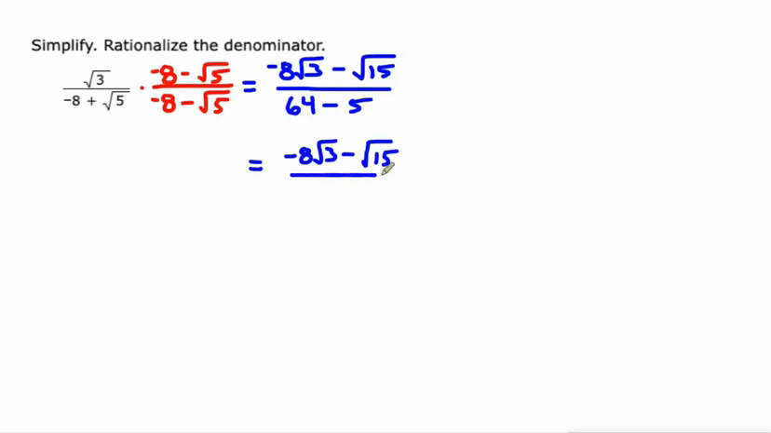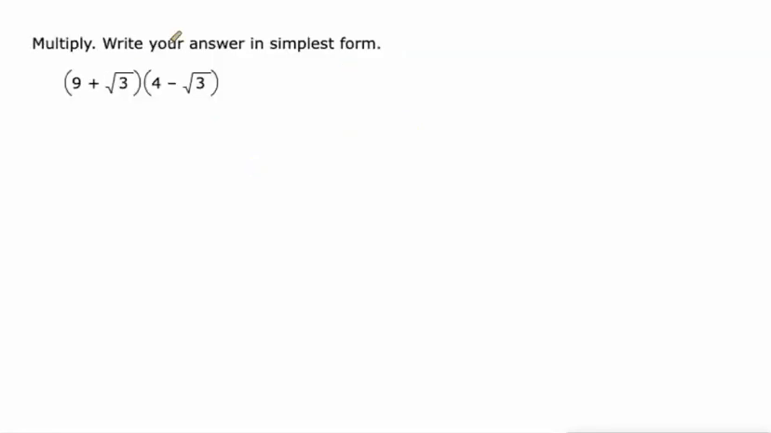but we'll simplify on the bottom. 64 minus 5 is 59. And that's it. I did look for common factors that I could simplify, but there are none.